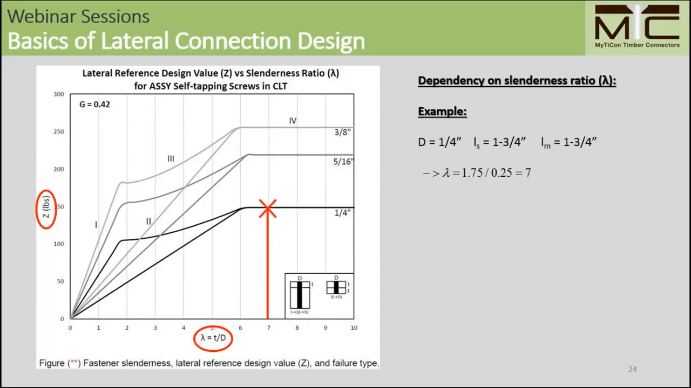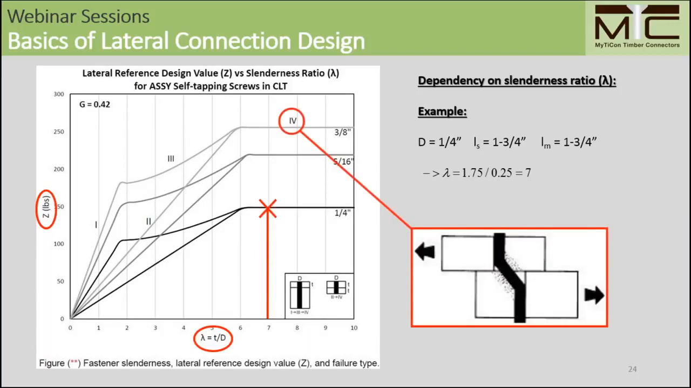Now looking at the graph on the left-hand side, we can see for a slenderness of 7, we reach a somewhat plateaued fastener capacity that does not seem to increase anymore. The reason for that is that with the slenderness of 7, we already achieve failure mode 4 here, where we don't have influence of the embedment length anymore. So this failure mode is governed by the fastener bending yield strength.